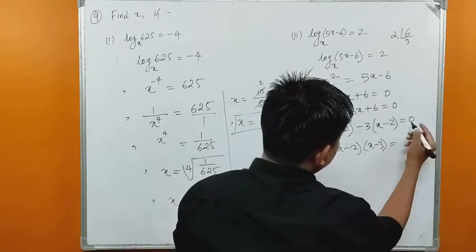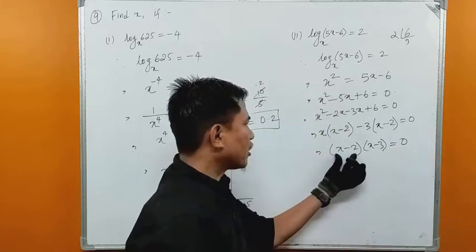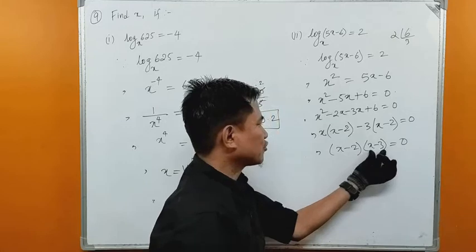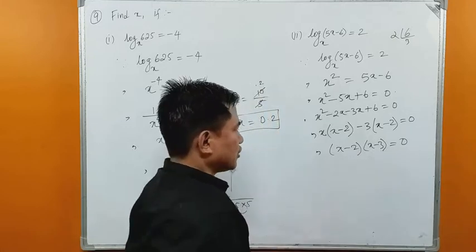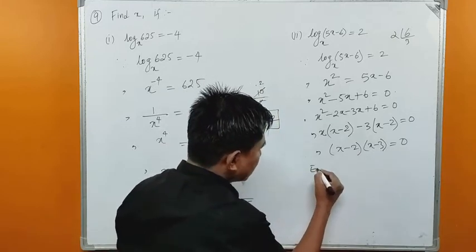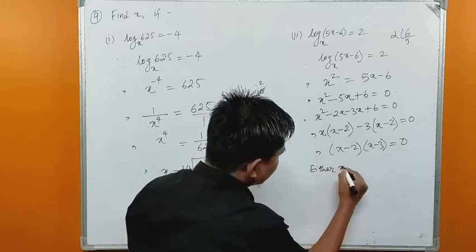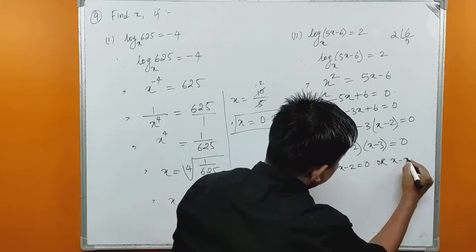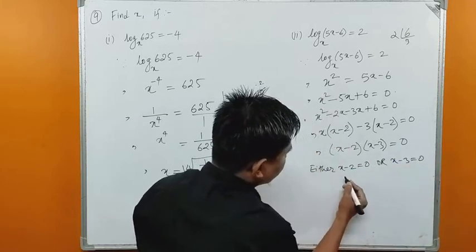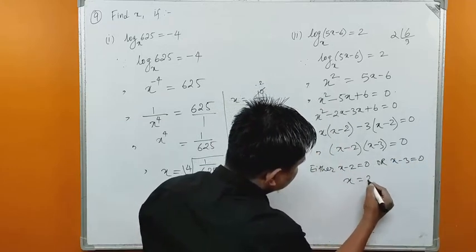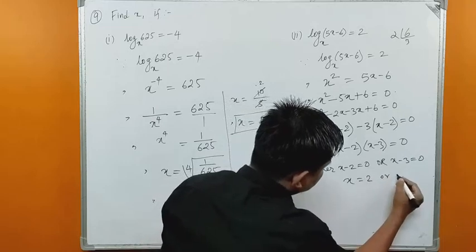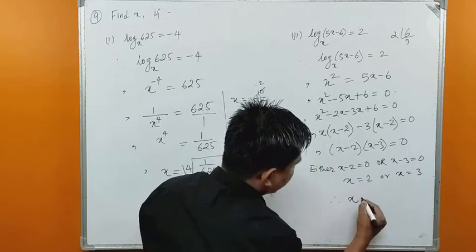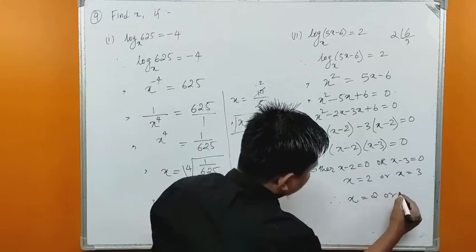Equals to 0. So the product of these two numbers gives us 0, isn't it? This and this when we multiply gives us 0. This means either x minus 2 equals to 0 or x minus 3 equals to 0. So if this equals to 0, then x equals to 2, or if this equals to 0, then x equals to 3. Therefore, we have two values of x, that is 2 or 3.